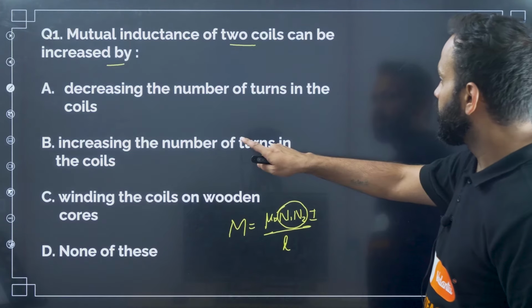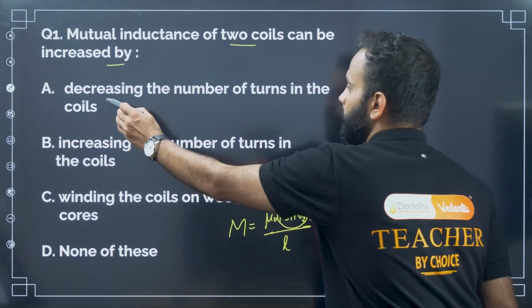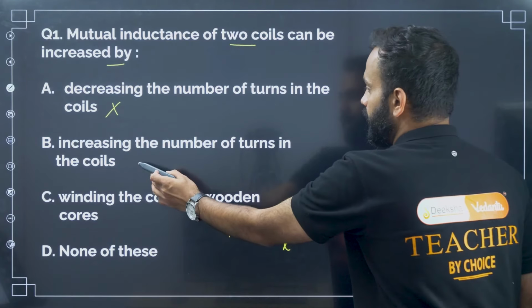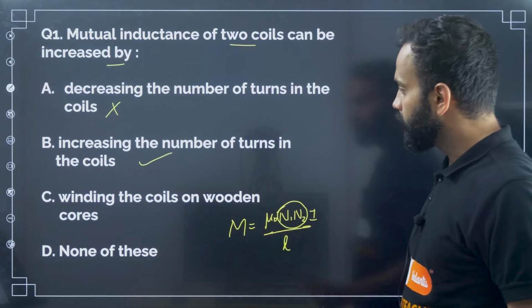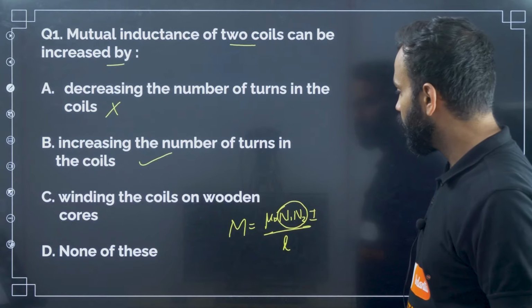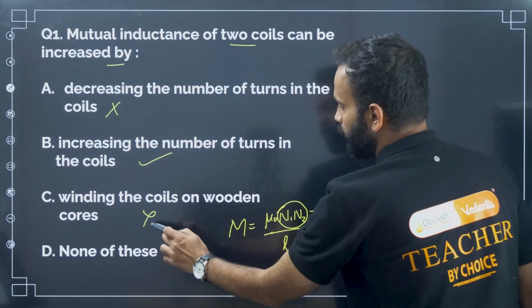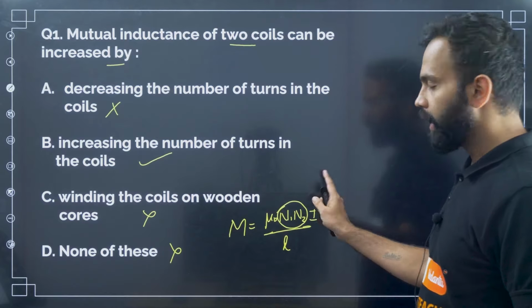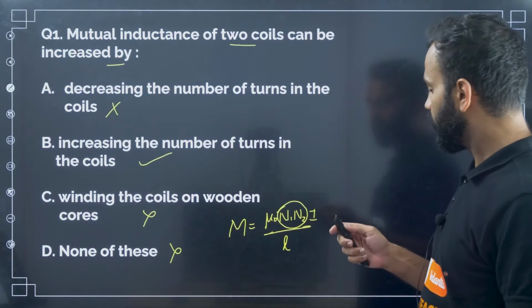Option A says decreasing the number of turns in the coils. Wrong. We have to increase the number of turns in the coils. Increasing the number of turns in the coils. Correct. Winding the coils in wooden cores. Wrong. None of these. This one is also wrong. So the correct option is B. We have to increase the number of turns in the coils.